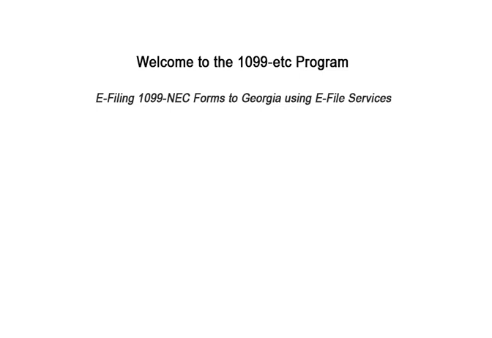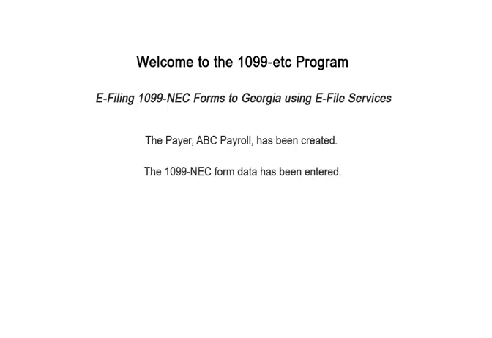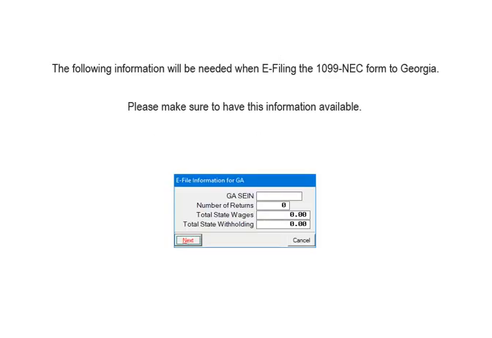This tutorial covers e-filing the 1099 NEC forms to Georgia using e-file services. To begin, the pair ABC payroll has been created, and the 1099 NEC form data has been entered. The following information will be needed when e-filing the 1099 NEC form to Georgia. Please make sure to have this information available.